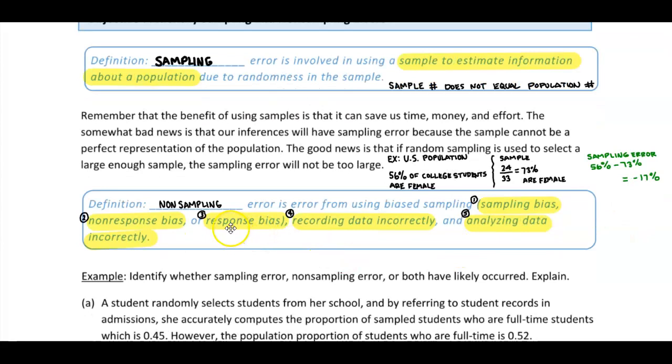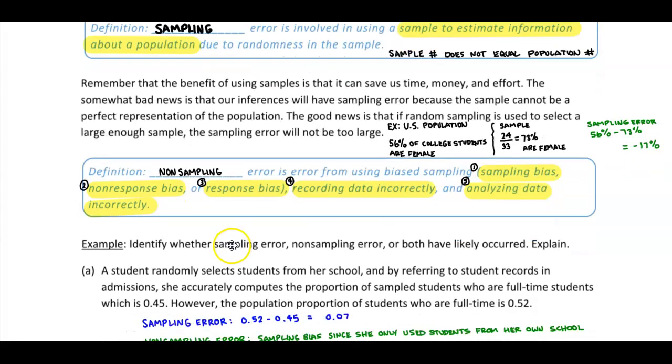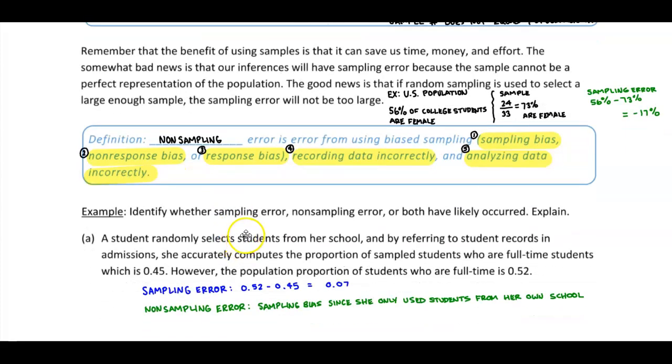Now, a non-sampling error is error from using biased sampling: sampling bias, non-response bias, or response bias, recording data incorrectly, and analyzing data incorrectly. So, for example, identify whether sampling error, non-sampling error, or both have likely occurred, and then explain.